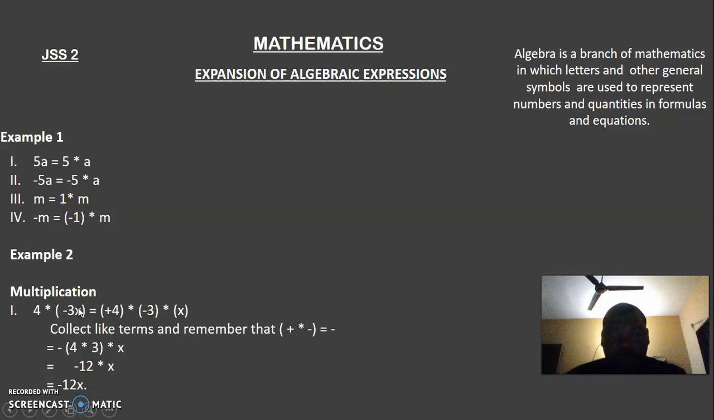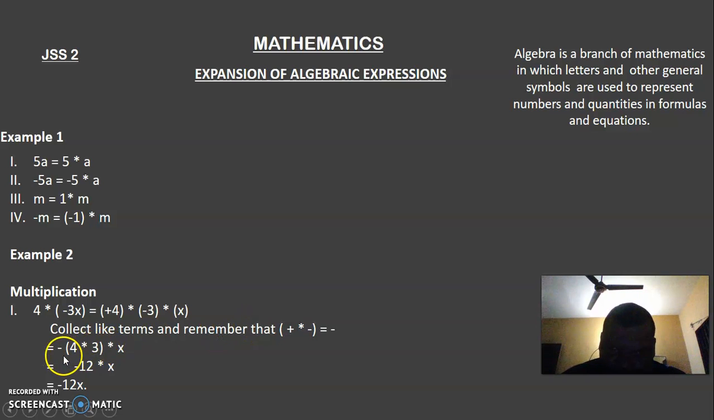We're going to collect like terms. Like terms means a form of separation: numbers will be put together with numbers, alphabets will be put together with alphabets. That's the meaning of like terms. And we should also remember that plus times minus gives us minus. Plus times minus gives us minus.